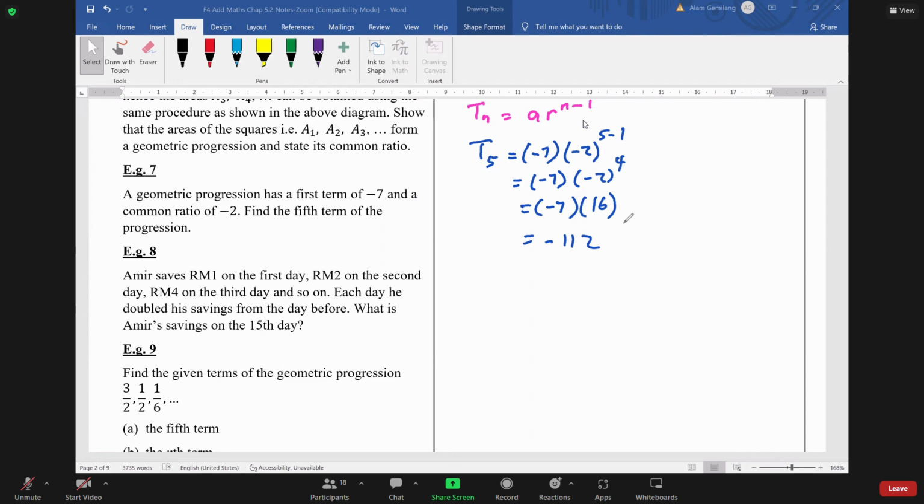Okay, example 8. Amir saved 1 ringgit on the first day, 2 ringgit on the second day, 4 ringgit on the third day, and so on. Each day he doubled his saving from the day before. What is Amir's saving on the 15th day? On the 15th day, not the total for 15 days.